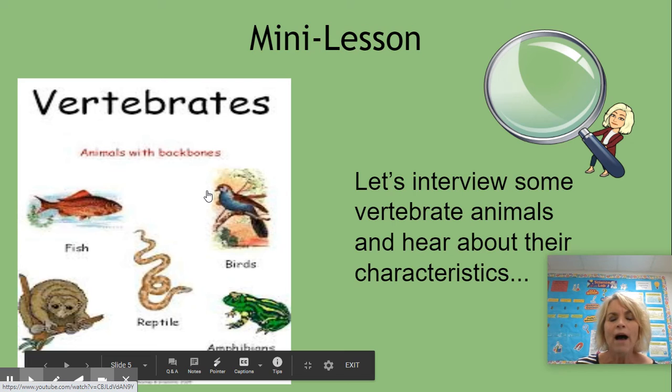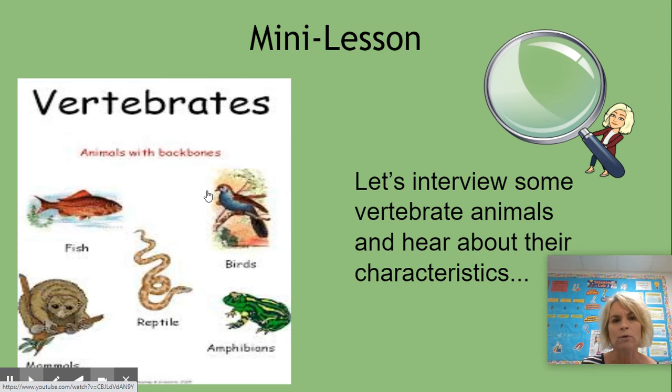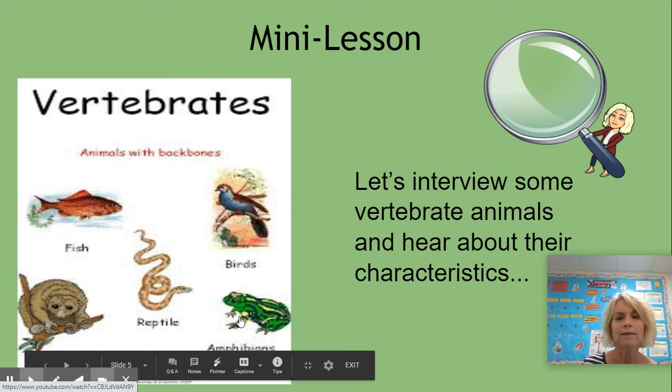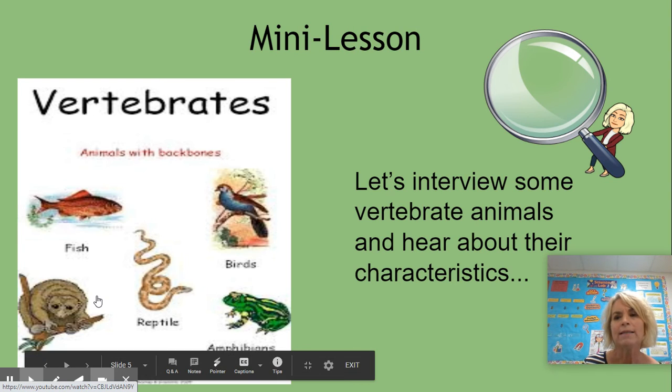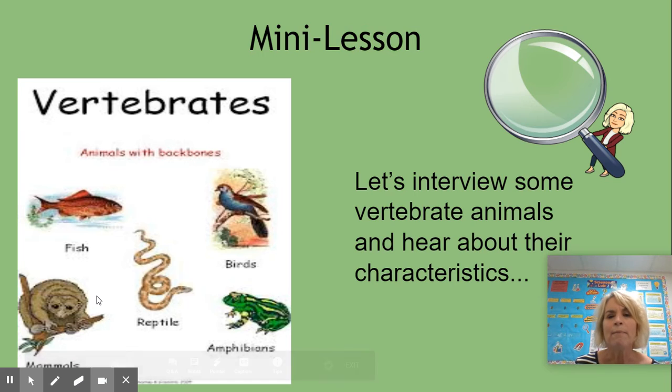And we have 5 major vertebrate animal groups. We have the fish, right here. We have the birds. We have the reptiles. We have the amphibians. And we have the mammals. And each animal group has special characteristics about them that make them fit into that group.